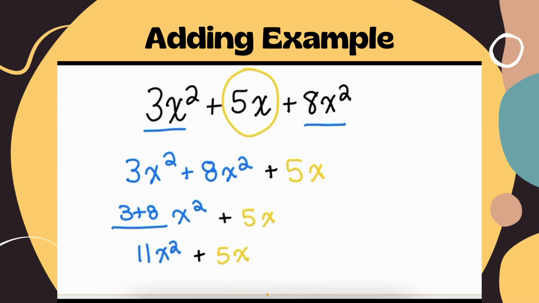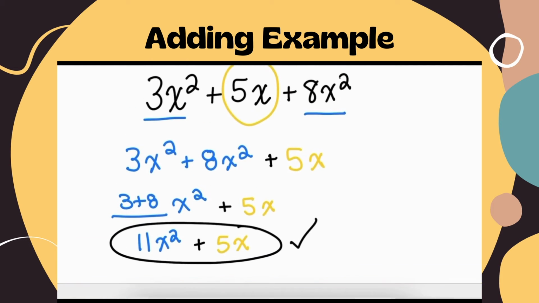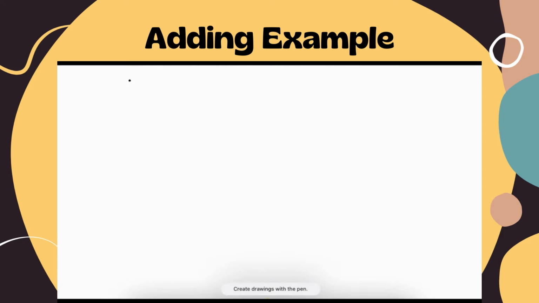So when you're adding like terms, you want to look for like terms, combine them by adding the coefficients and keeping the variables and exponents the same. And sometimes you don't have like terms, and that's okay. You just leave those alone and don't combine them to the like terms.